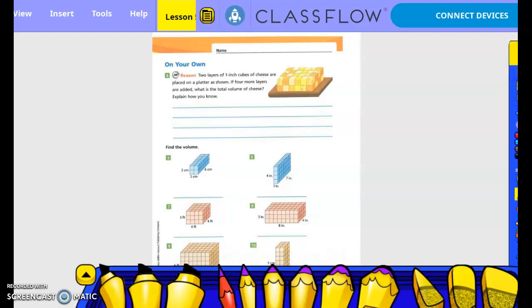Okay, so what is our length? 6. What's our width? 4. And what's our height? 2. Okay, but how many more layers are there? 4. So we have plus 4 more, so a total of 6, okay, for our height. All right, so what is our formula?